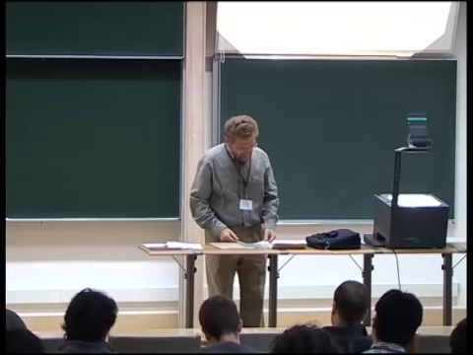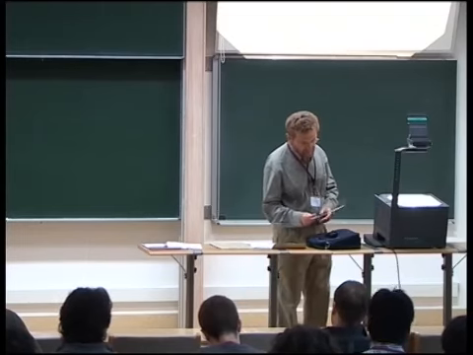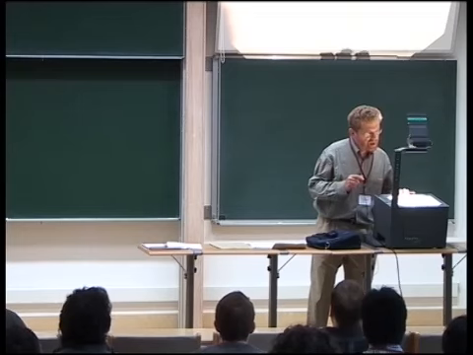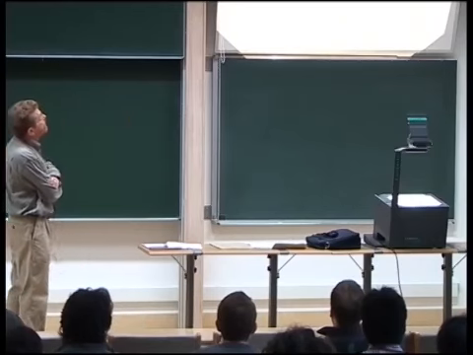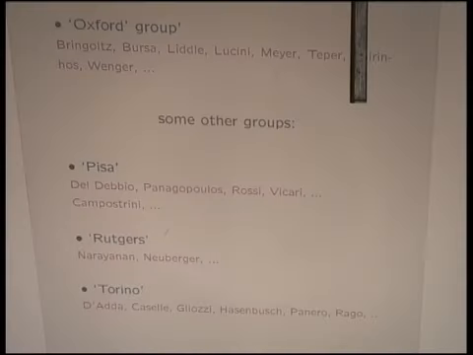Since I won't refer systematically to different groups, let me just mention some of the people who've been involved in working on large N in the last 10 years. There is what I loosely call the Oxford group, which is not really any more Oxford, because of course quite a few people have gone elsewhere. Barak Bringoltz is now in Seattle, Harvey Meyer at MIT, Biagio Lucini is a lecturer at Swansea. So there are people who have moved around, and the same is true of the Pisa group, Del Debbio, Panagopoulos, Rossi, Vicari, Campostrini. There's been interesting work done there on large N.